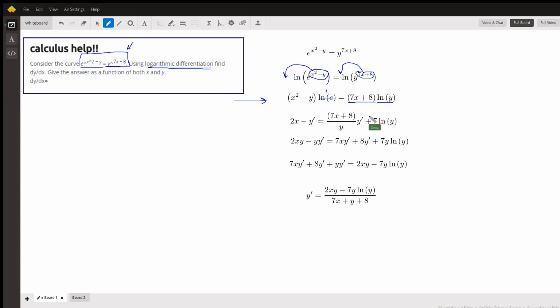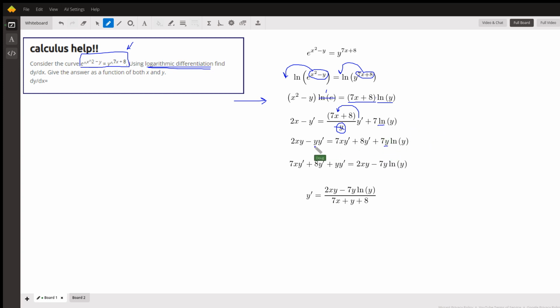So now we've got to isolate y prime. My suggestion is to multiply every term by y to clear the equation of fractions. So this becomes 2xy minus y y prime equals, this y will cancel out if we multiply by y, and at the same time we can distribute the y prime. And there's y times this term.